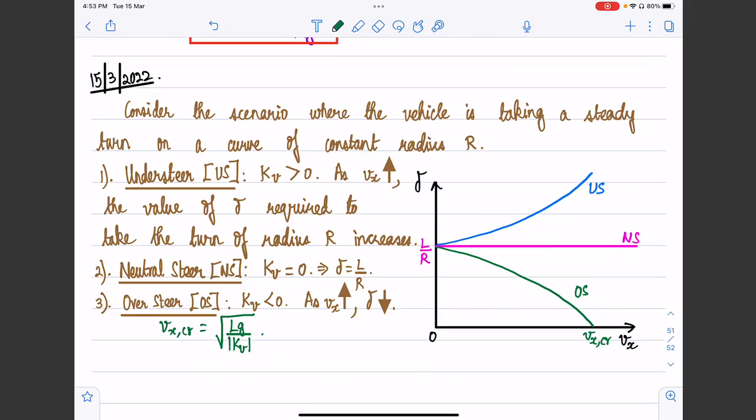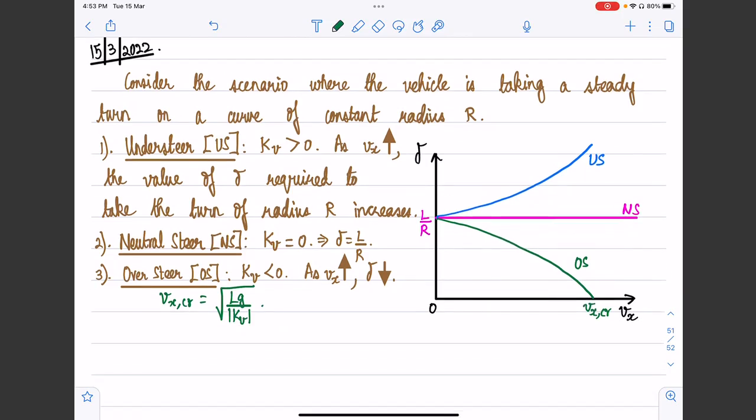So these are the three characteristic curves for delta versus Vx for traversing an arc of the same radius R. All right. So this is one way to interpret the condition or state of understeer, neutral steer, and oversteer.